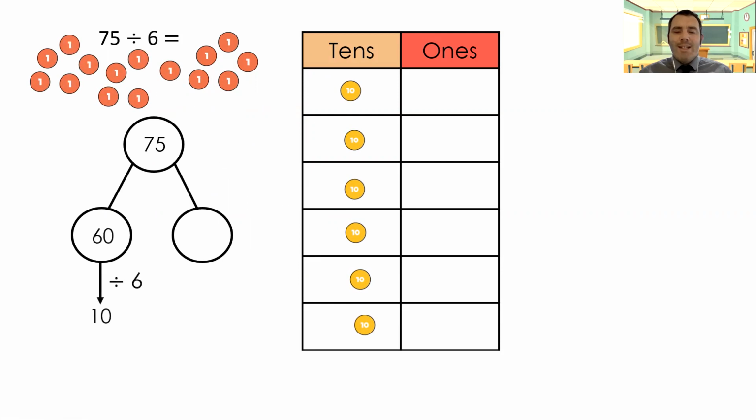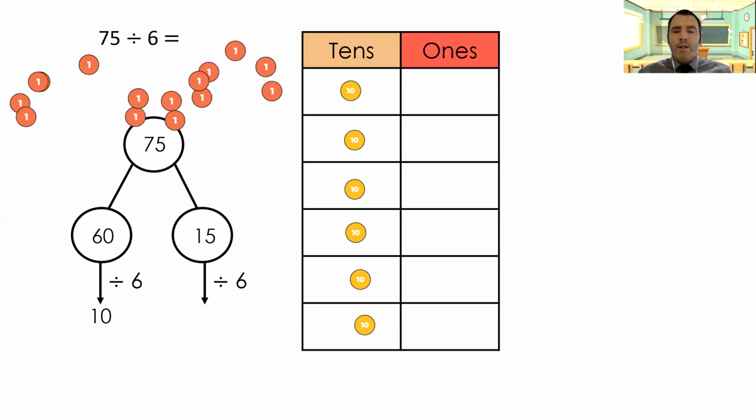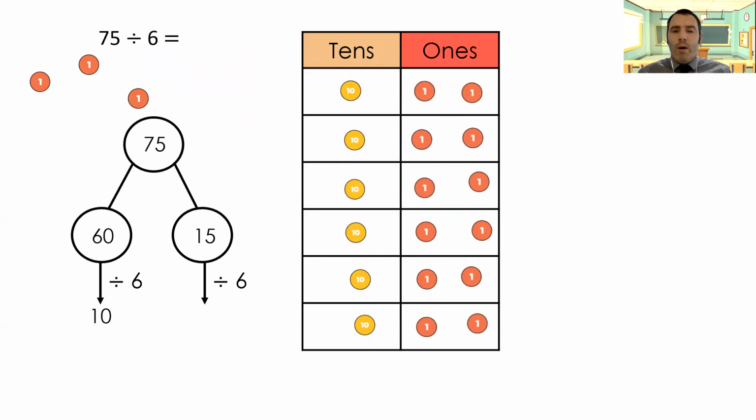We've taken 60 out. We can divide 60 by 6. So we can use that as one of our numbers. So we've got that. We've taken 60 out. We've got left over 15. 15's not divisible by 6. 15 does not appear in the 6 times table, is the other way to think of it. So how close can we get? Well, we know from using the coins, we're going to get 2 in each row. We've got 3 left over.